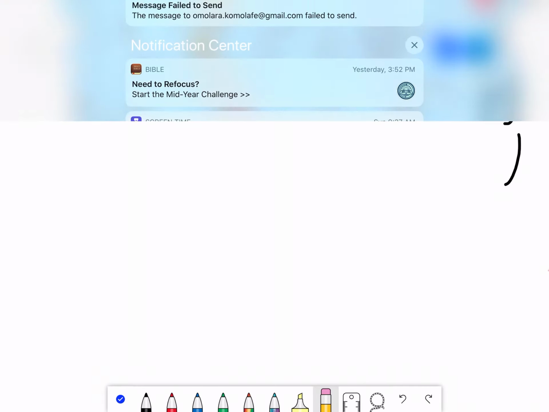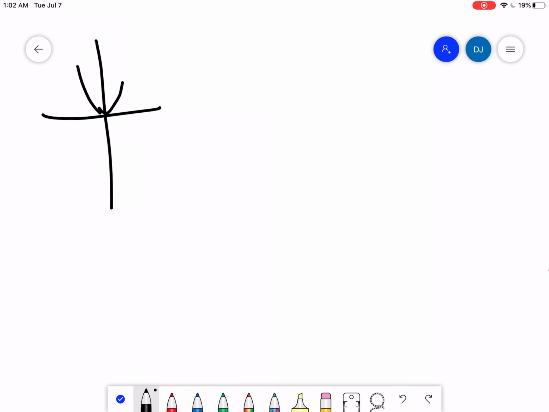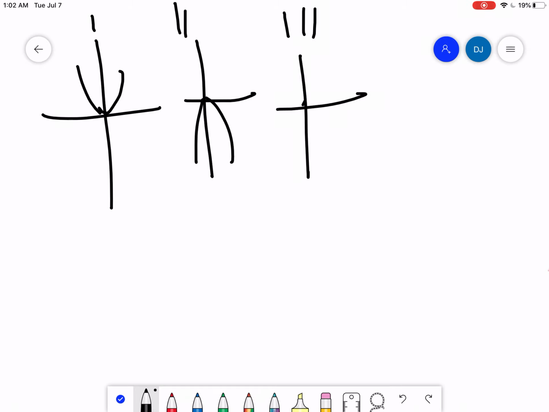Okay, now, there are 4 cases for the parabola. Case 1, it opens up, and then, my bad, case 2, it opens downward. Case 3, it opens to the right. In case 4, it opens to the left.